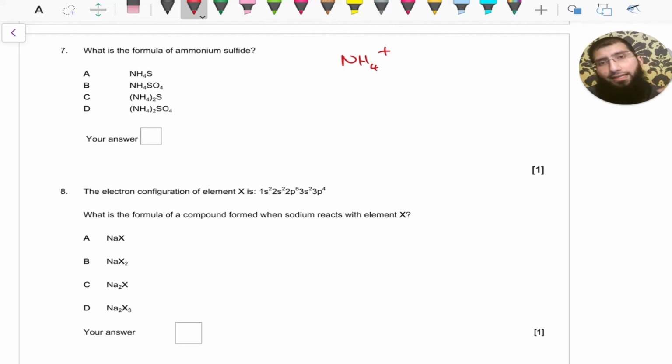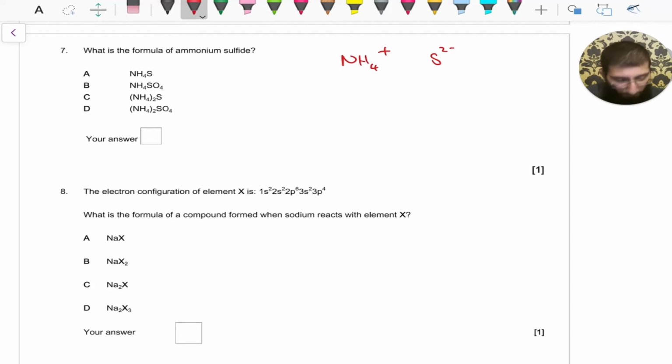Sulfide, if an ion ends in -ide, it's representing the actual element. For example, oxide is simply the oxygen ion, O2-. Nitride, nitrogen, N3-. Sulfide, it's in group 6, so it has 6 outer electrons, so it must gain 2 more to have a full outer shell, so it's going to be S2-.